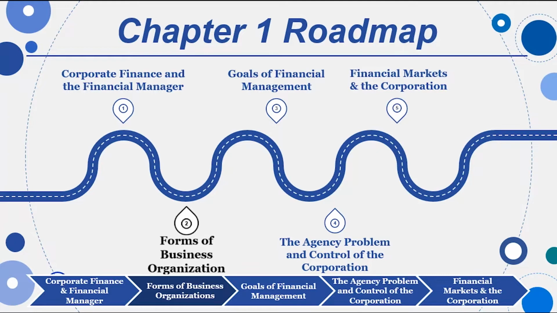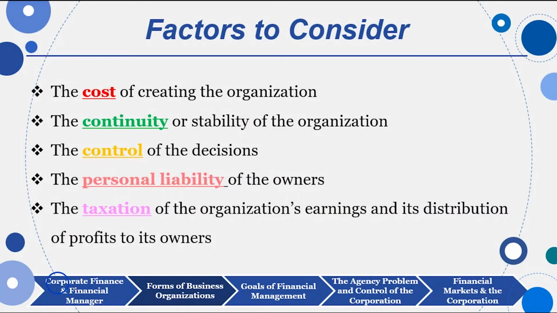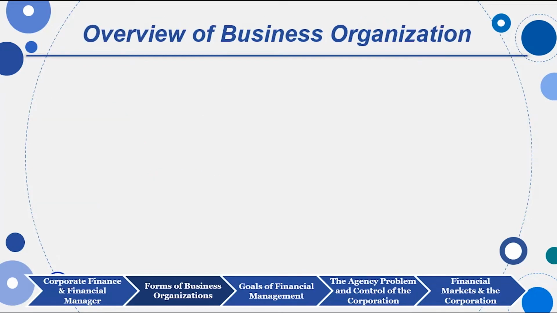What are the key forms of business organization? What are the related liabilities? Some questions to ask and factors to consider: What's the cost of creating that organization? How about the continuity? Is it easy to continue if you lose interest in the organization, if you're the CEO? How about who controls the decisions? Who has personal liability? And how are these various forms of organization taxed? So we want to discuss all of those things.